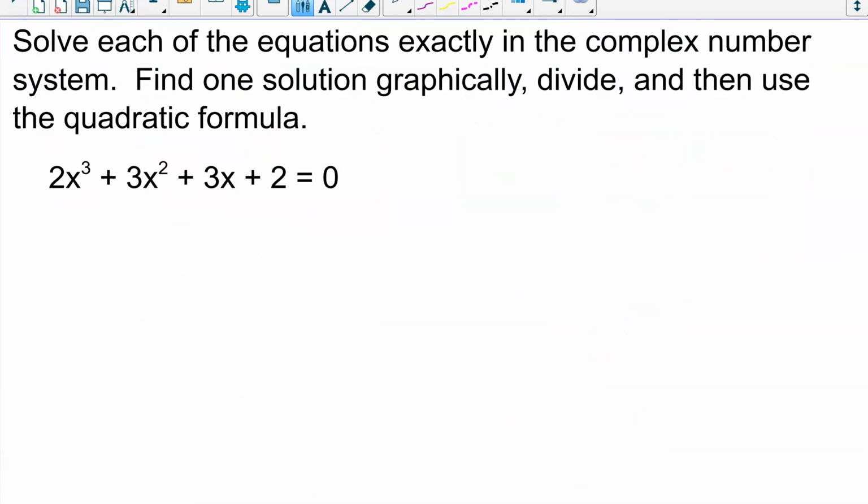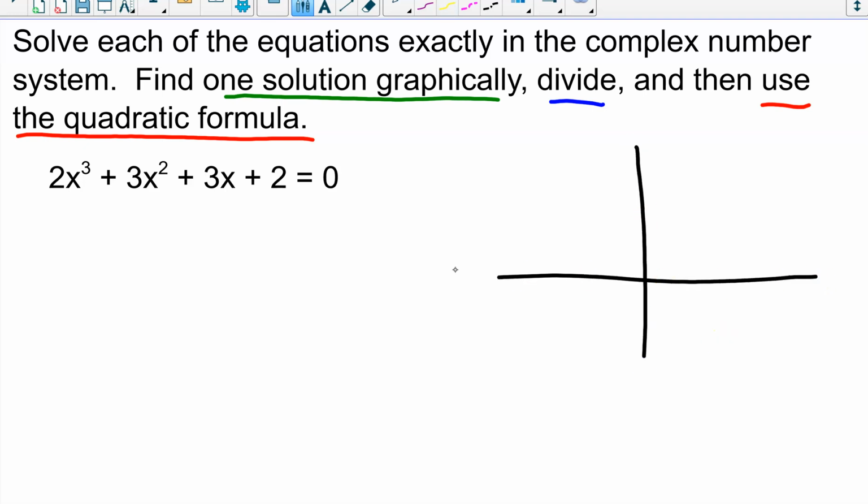Okay, so we solved this equation exactly in the complex number system. And again, it's asking us to find one solution graphically, divide, and then use the quadratic formula. So showing your work for all of those there. So first thing you're going to do is pause this video and get this graph and find an intersection on the x-axis.